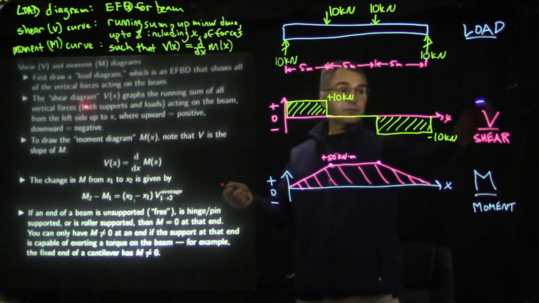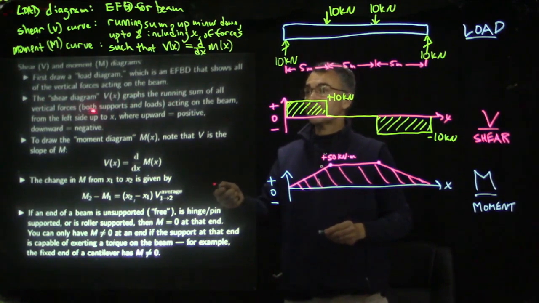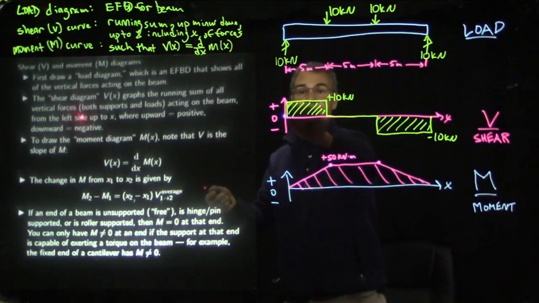The shear diagram, V, graphs the running sum of all vertical forces, both supports and loads, acting on the beam from the left side up to X, where upward is positive and downward is negative. So you start at 0 and go up to point X, and up is positive and down is negative. It's just the running sum, starting at 0, ending at X.